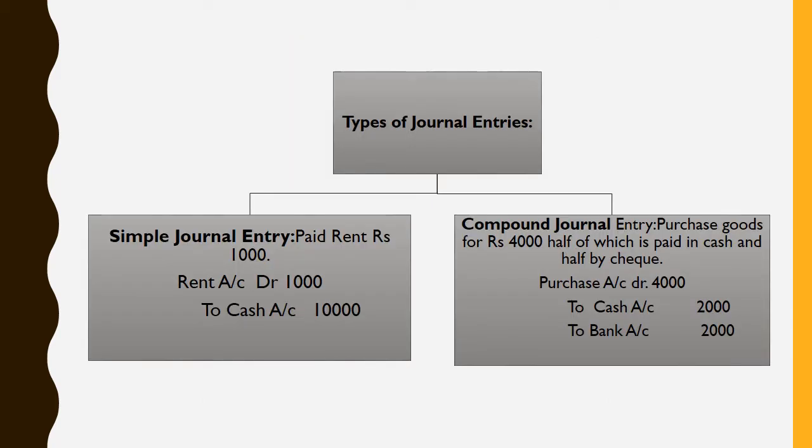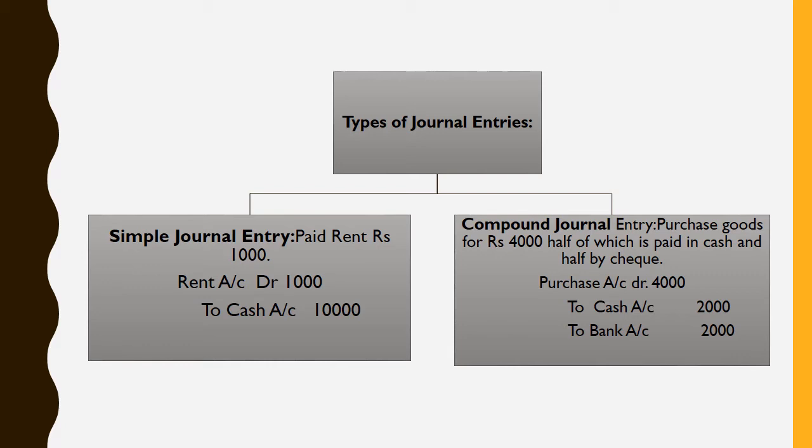To understand the types of journal entry, I'll show you some examples. In the first example, I'm showing a simple journal entry. Rent paid ₹1000. It involves two accounts, rent and cash. Rent is an expense, therefore it is debited, and cash is going out, therefore it is credited. Expenses increase, so debit; assets decrease, so credit. Therefore, the entry is rent account debit to cash account.